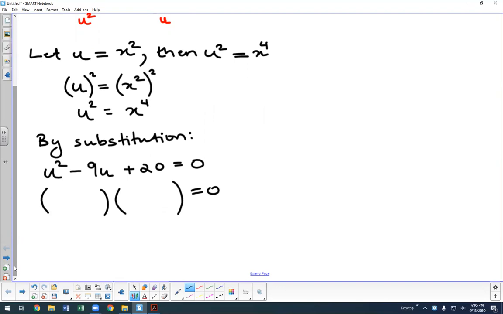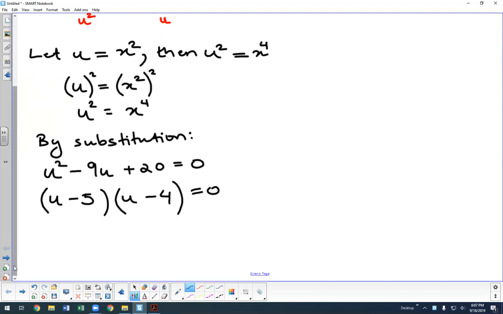You guys just did factoring. So what do you think it should be? U minus 5 times u minus 4. U minus 5, u minus 4. Do we think that works? Yes. Negative 5 times negative 4 will give me a positive 20. Negative 5 plus negative 4 will give me a negative 9, right?